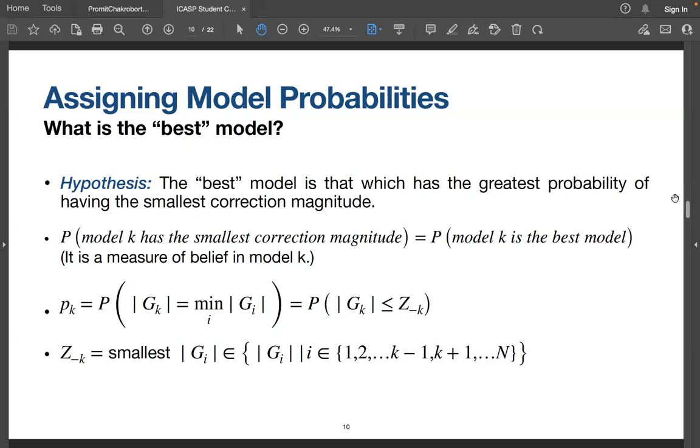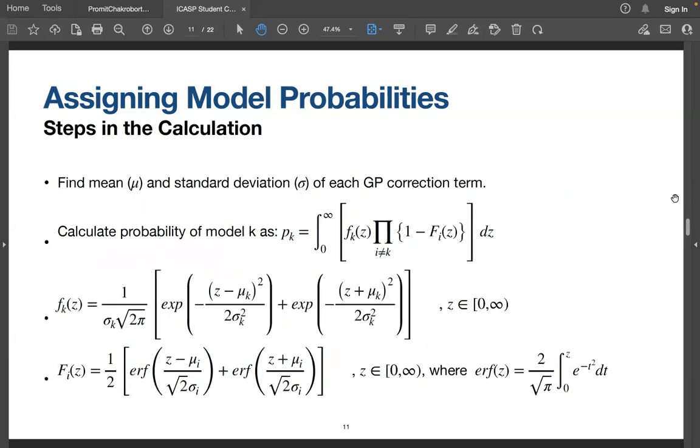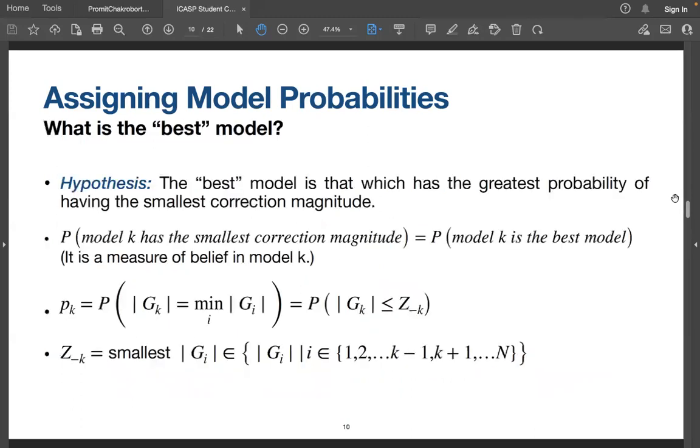Once we recognize that the correction magnitude is basically the absolute value of the GP correction term, we can use some laws of probability to derive an expression for the probability assigned to each model in terms of this integral as shown in point 2, where small f is the probability density function of the kth correction magnitude, and capital F is the cumulative distribution function of the ith correction magnitude, where you notice that each of the correction terms are GPs or Gaussian distributions.